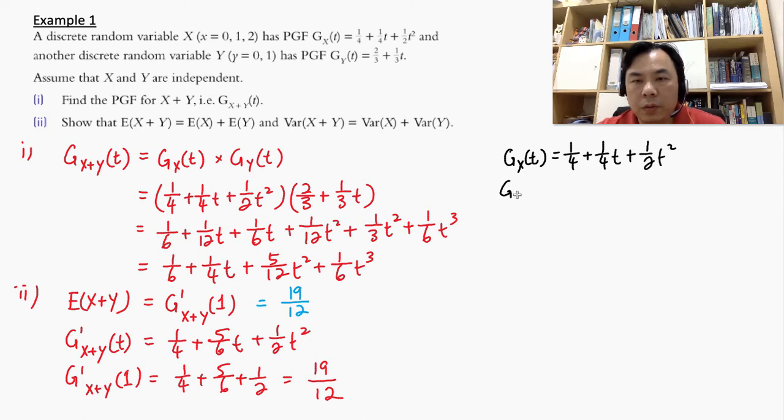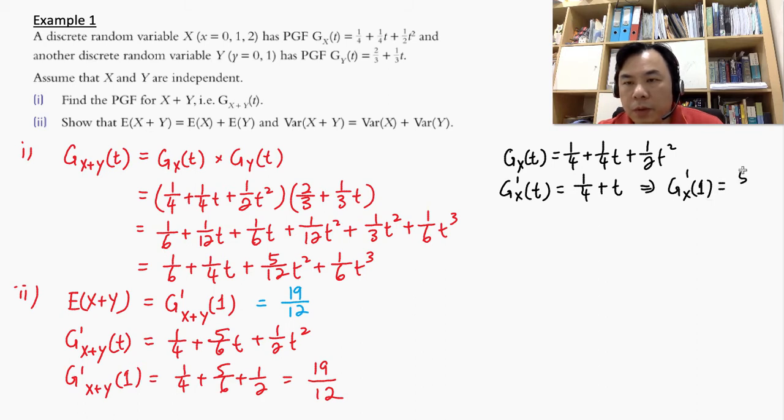So therefore, the first derivative is equal to 1/(4+t). Then by substituting t equal to 1, our first derivative would yield 5 over 4. Okay, we're going to repeat that for y also.